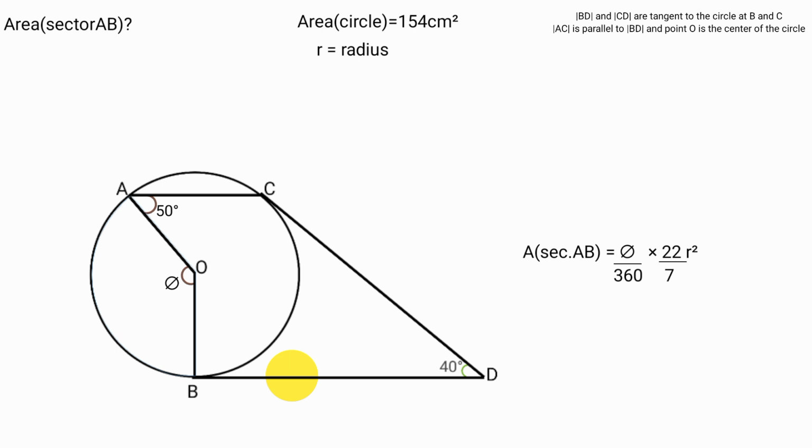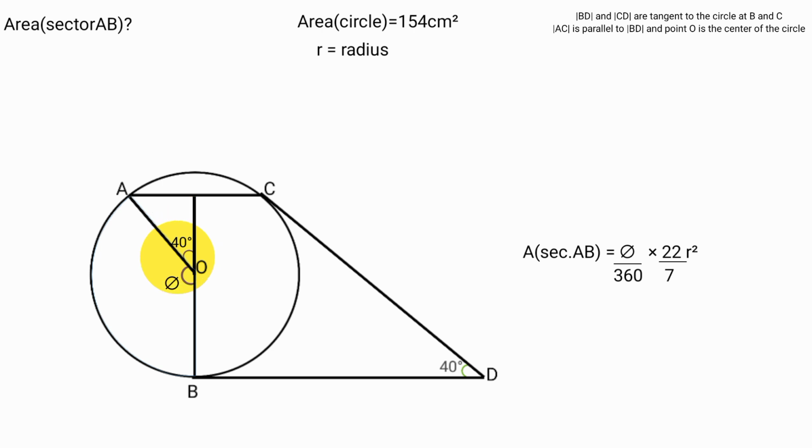Now since this line and this line are parallel to each other and this is perpendicular to this, because the radius is always perpendicular to the tangent through the point of contact, if we extend this line up here now, this must be 90 degrees as well. And since this is 90 degrees and this is 50 degrees, this must be 180 degrees minus 50 degrees minus 90 degrees, which equal to 140 degrees, because the sum of angles in a triangle is 180 degrees.